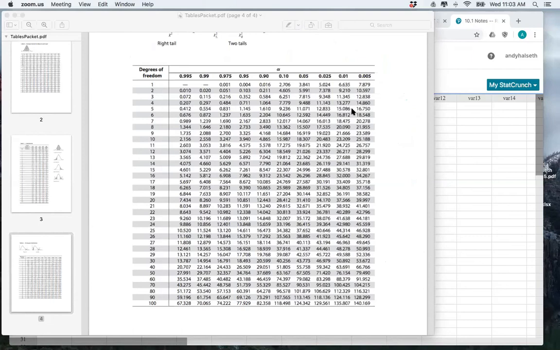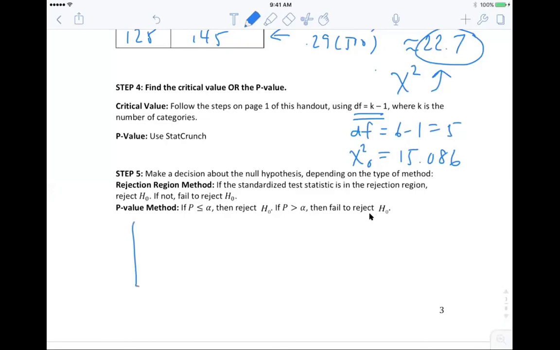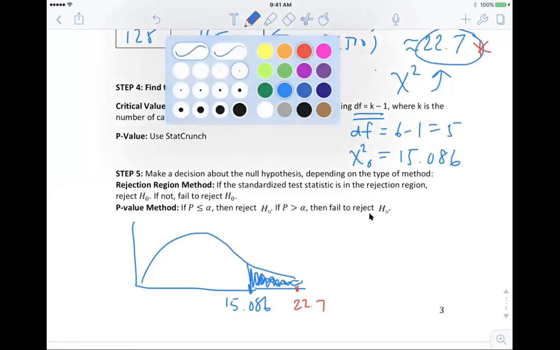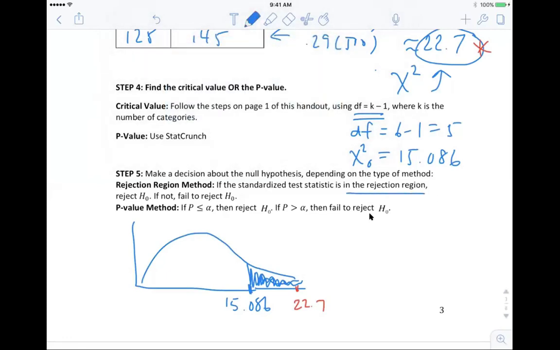That would be a chi-squared sub 0, 15.086. If I'm going to make a decision, think about what this distribution looks like. You have this chi-square distribution. It's always a right-tailed test, so you have the shaded region to the right. And that 15.086, that critical value, is right on that shaded region. And then you're going to put the standardized test statistic on the graph. 22 is bigger than 15, so it's in the shaded region. Anytime it's in the rejection region, in that shaded region, you're going to reject H sub 0. So this one would be reject H sub 0.